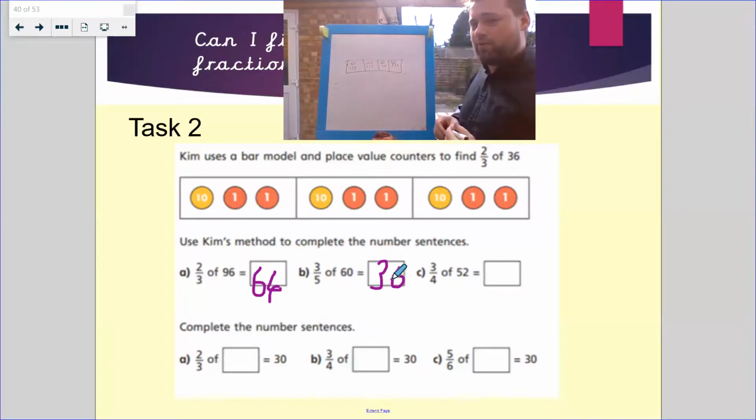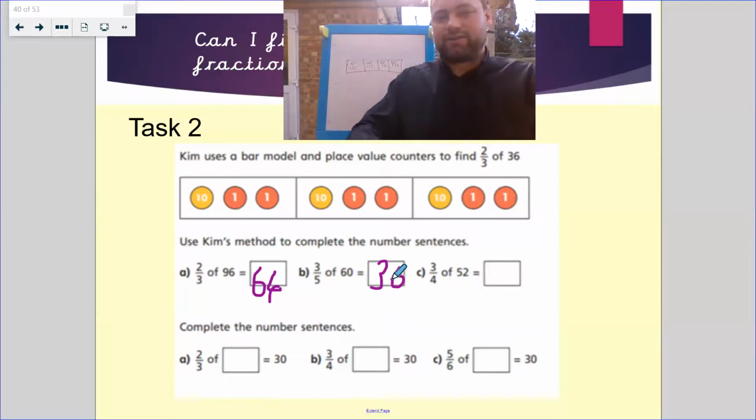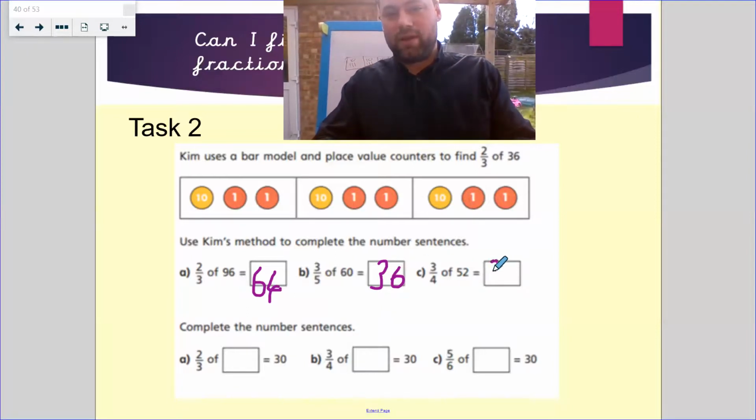So we need to find out what 3/4 are. So we do 13 times 3. 10, 20, 30. And then we got 6 and 9. So 3/4 of 52 is equal to 39.